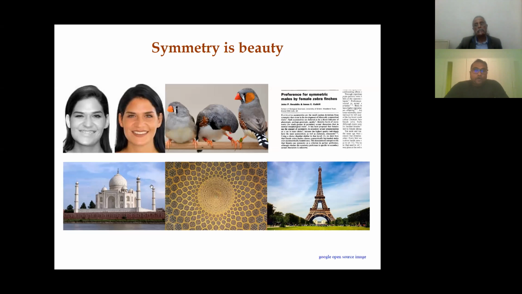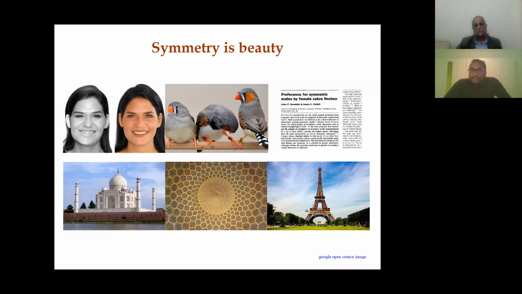So why does this Taj Mahal look so beautiful to us? In Persian architecture, in general, there was a huge prevalence of symmetry. This Taj Mahal looks the same when you rotate it by 90 degrees. And here is also something else that has an eightfold symmetry. That's the rooftop of some mosque in Iran. And last, you also have the Eiffel Tower that also looks the same when you rotate it by 90 degrees. All these things are beautiful objects, and they have symmetry.